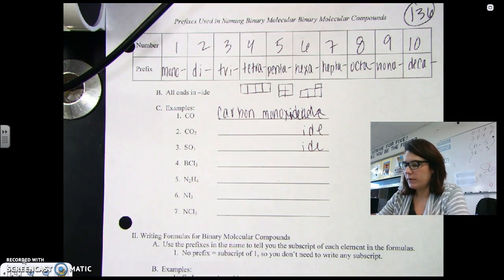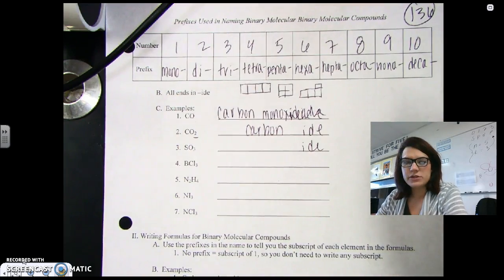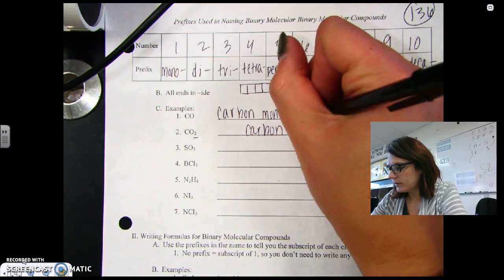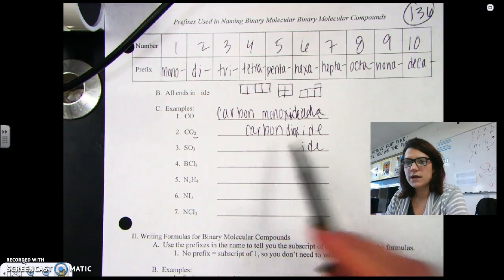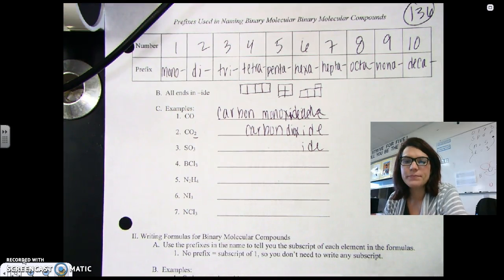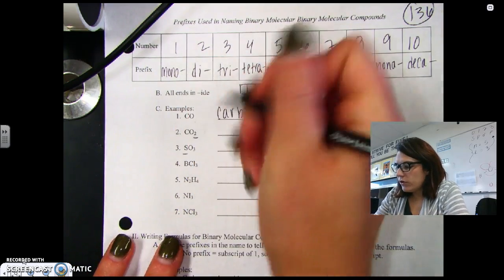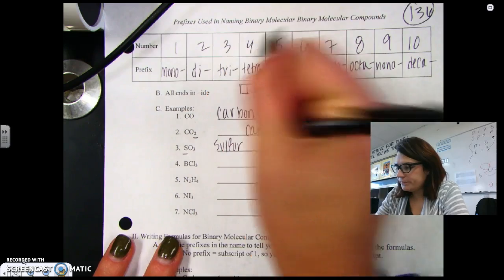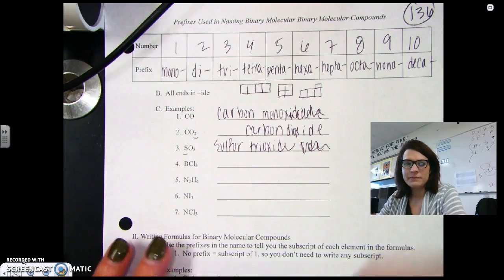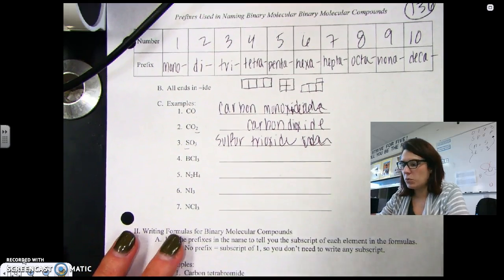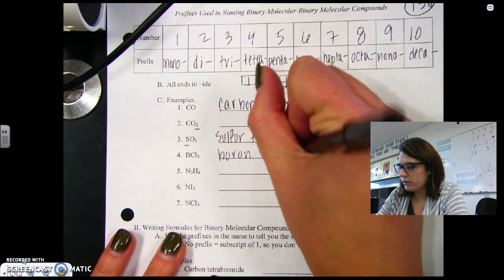Okay. Second one. There's just one carbon, so it's going to be carbon. And there's 2 oxygens this time, so it's going to be dioxide. So carbon dioxide, how you know it. Okay? Let's do a few more. So 1 sulfur, so it's just going to be sulfur trioxide. Okay? Next one is B, which is boron. There's just one, so it's boron trichloride.